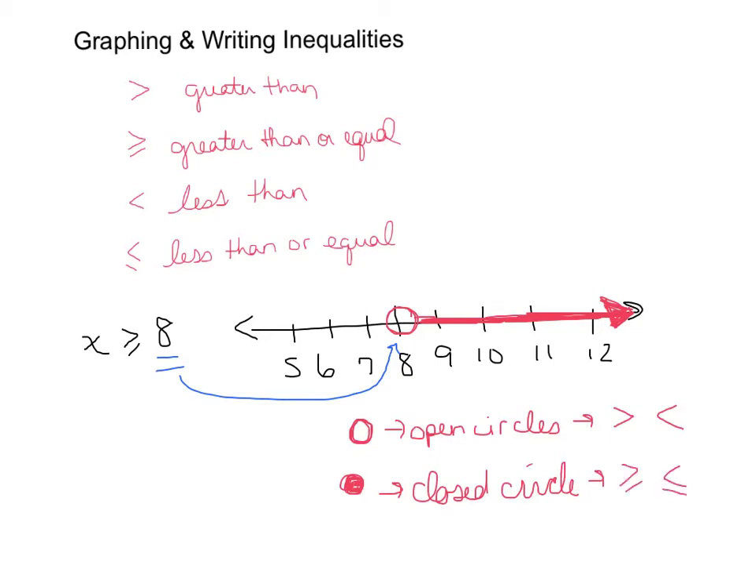So if a number can equal something, so for example, x is greater than or equal to 8, since it can equal 8, we are going to just shade in that circle. So what this bar is showing us is that beginning at 8, my solution could be 8, or it could be anything greater than 8.